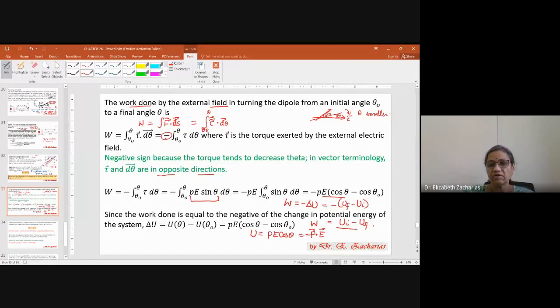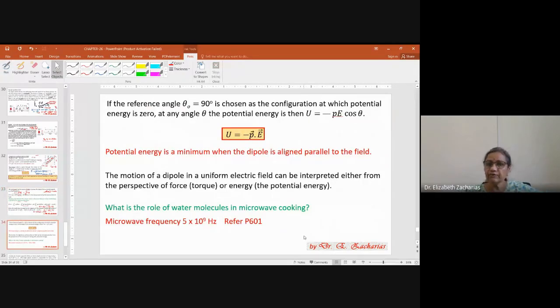And in case you're wondering why that came, I'll just tell you. If you take theta naught as 90, cos 90 is 0. You can take that as the reference. With respect to that, for any other theta, the potential energy for that configuration is going to be minus PE cos theta, which is equal to minus P dot E.